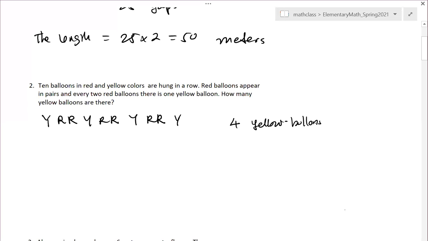Now, there's another possibility. You begin with red, okay? So you have the 2 R here, right? Okay, then the last one is R. But unfortunately, you see, this balloon in red color, the last one, is not in pair. It violates the condition, the assumption, right? Red balloons appear in pairs, but the last one does not appear in a pair. So this is the mistake. Okay, this is impossible.